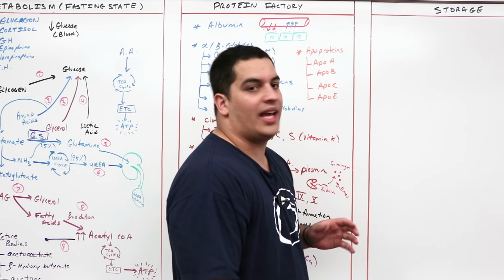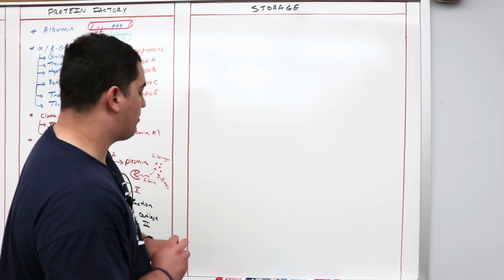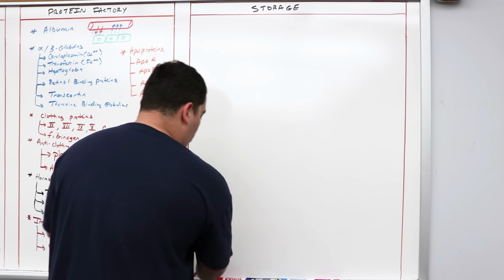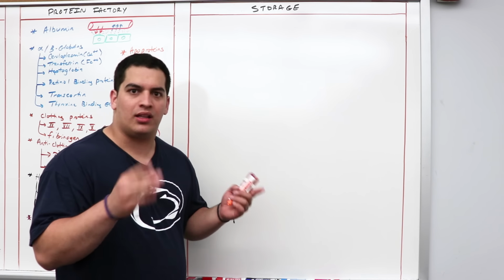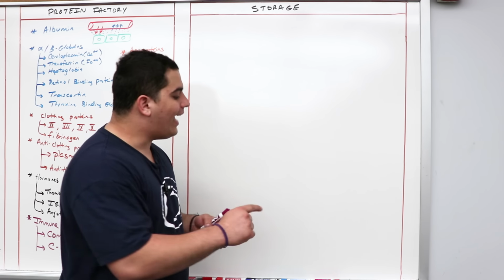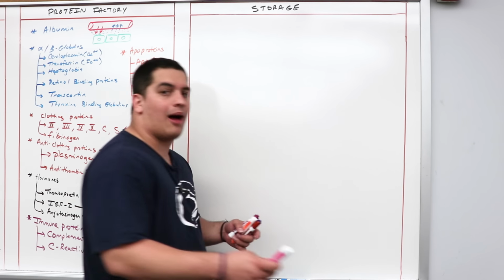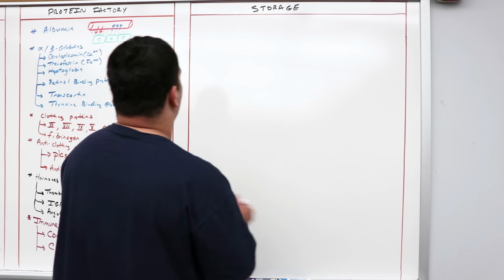Let's come over here and let's hit it home with the storage function. All right, so to finish it all up, guys, we're going to talk about the storage function of the liver. Here's what I want you guys to remember. It stores fat-soluble vitamins, primarily A, D, E, and K, as well as vitamin B12, okay? And we'll talk about its storage of trace minerals like copper and iron. So let's start off first with the vitamins.